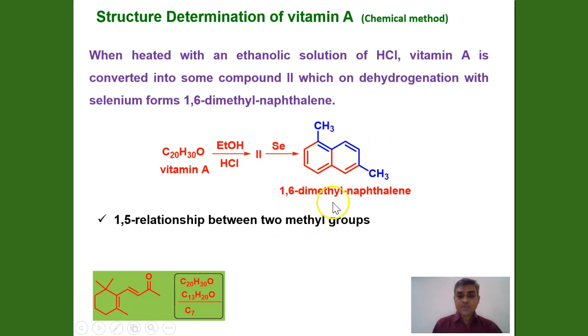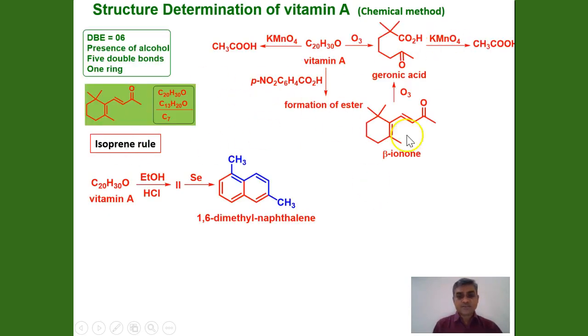So the formation of 1,6-dimethyl naphthalene has proved that these CH3 groups are present with respect to each other at 1 and 6 positions. So it's 1, 2, 3, 4 and 5. Whatever structure we are going to propose, these methyl groups are likely to be present at 1,5 positions. So we have come a very long way as far as the structure of vitamin A is concerned, and now it's time to take the decision about the structure of vitamin A.